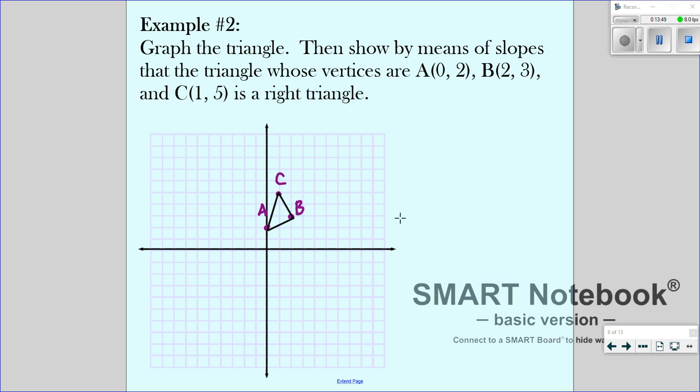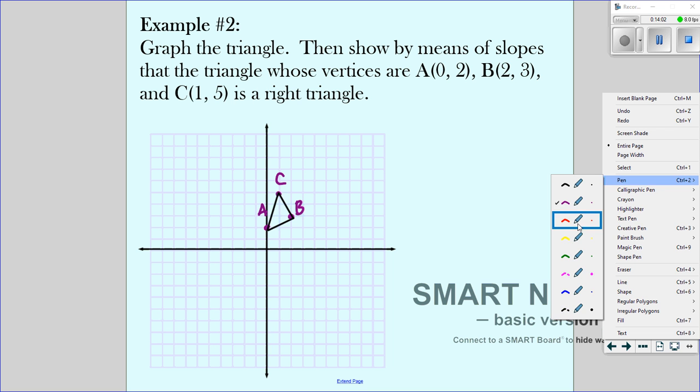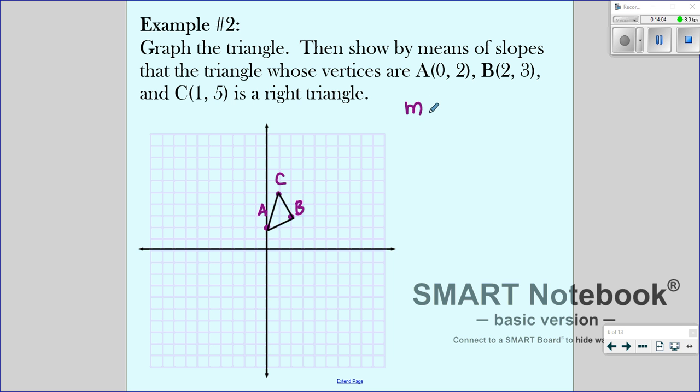All right, so they want to know if it's going to be a right triangle. If you know anything about right triangles, you know that the two lines have to be perpendicular. If the two lines are perpendicular, they create a 90-degree angle. So I'm going to be looking at the slope of CB and then the slope of AB. It looks like it could be perpendicular, but I'm not sure unless I prove it.